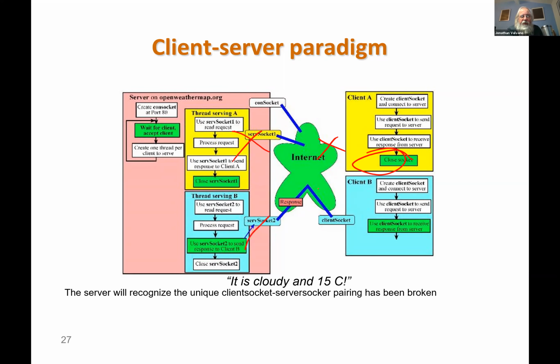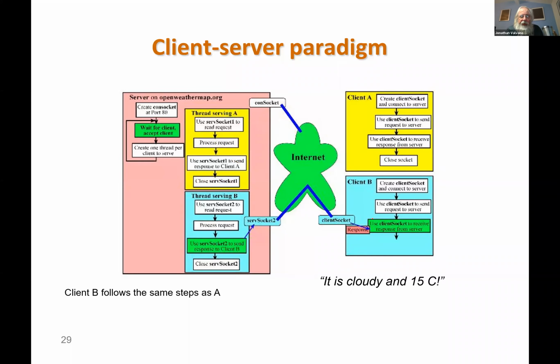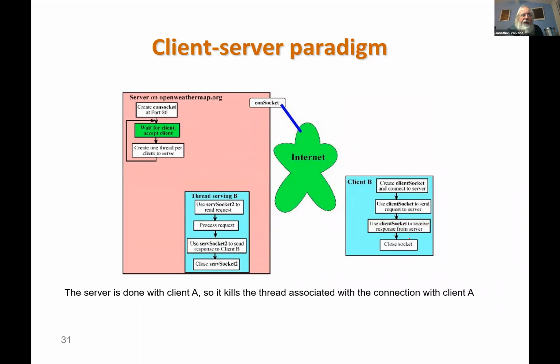Okay. So here's the cloudy going back. And so once this guy has closed, this server socket is then discarded. And obviously this one's getting closer. And then this response is getting closer. This thread will eventually go away because it's no longer needed. And then this response is going. Okay, and then that thread goes away.